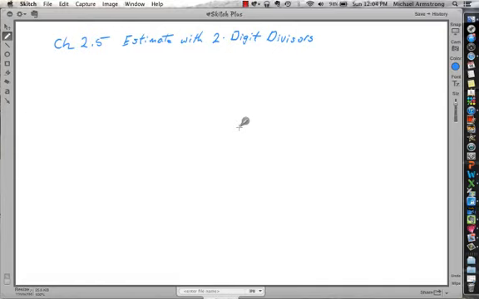Okay, today in chapter 2.5 we're going to estimate with two-digit divisors. And estimating is kind of fun. You don't have to find the exact answer, but you get to find a close answer in your head. First of all, we need to understand a couple of things.